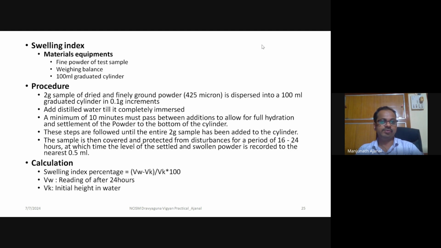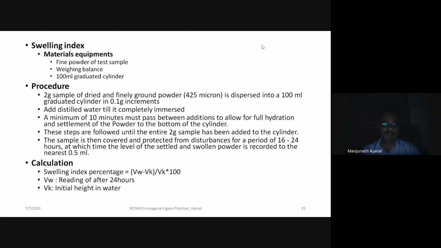For the swelling index, we require fine powder, a weighing balance, and a measuring cylinder. The procedure is 2 gram of the sample, dried fine powder of 425 micron, dispersed into a 100 ml measuring cylinder, and add distilled water, and a minimum of 10 minutes must pass. These steps are followed by the addition of another 2 grams of drug, and then the cylinder is covered and kept for 16 to 24 hours. The next day you can see an increase in the level of the drug. That is what we need to calculate.